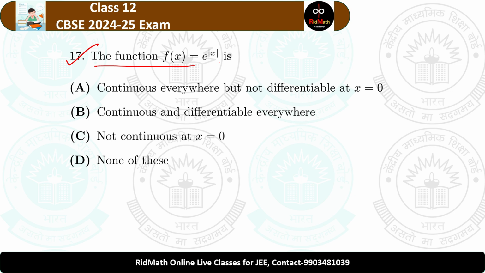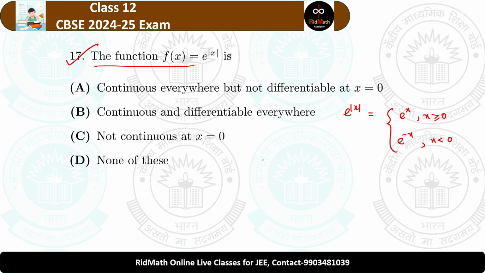The function f(x) equal to e to the power mod x is continuous everywhere but not differentiable at x equal to 0; continuous and differentiable everywhere; not continuous at x equal to 0; none of these. See that this is e to the power mod x, so it has a definition break at x equal to 0. This is e to the power x when x is greater than or equal to 0, and e to the power minus x when x is less than 0. Okay.